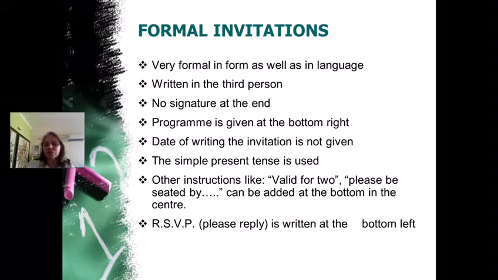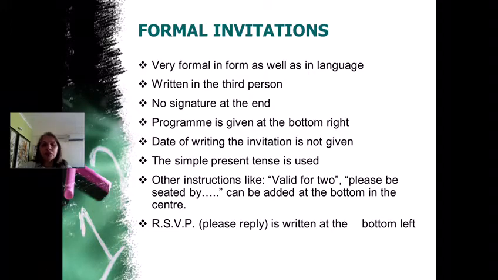The most important thing is that a formal invitation is written in third person and there is no signature at the end, because the name of the person is already there while the invitation is drafted. The program is at the bottom right, and the date of writing the invitation is not given because the date of the event is more important, and that is given. All the required instructions are in the center.